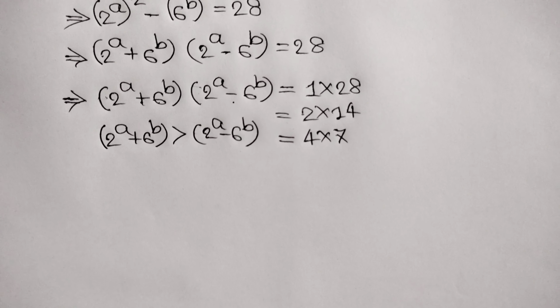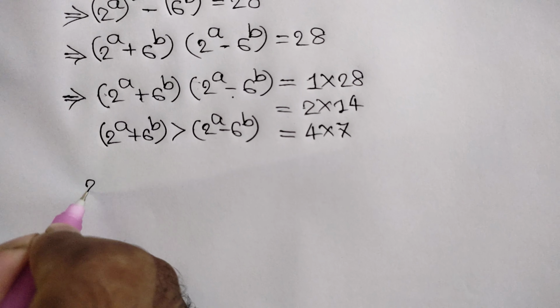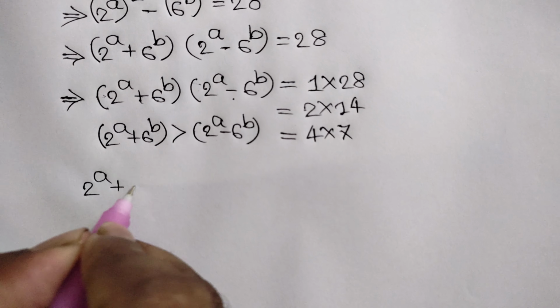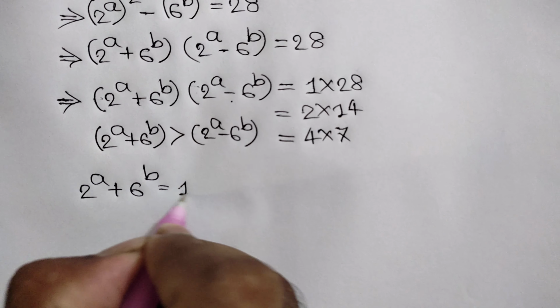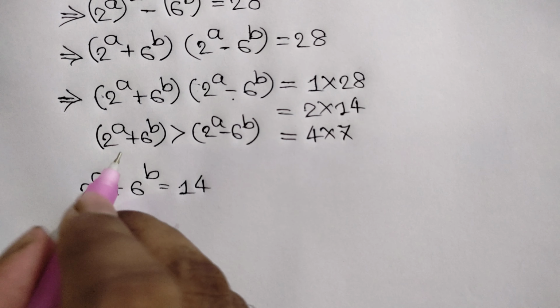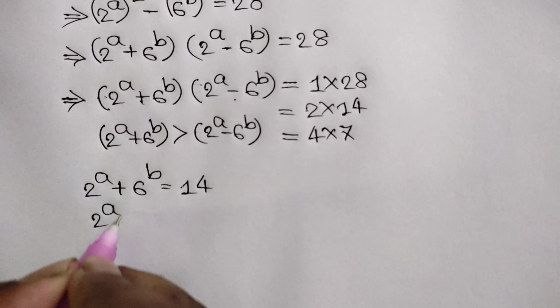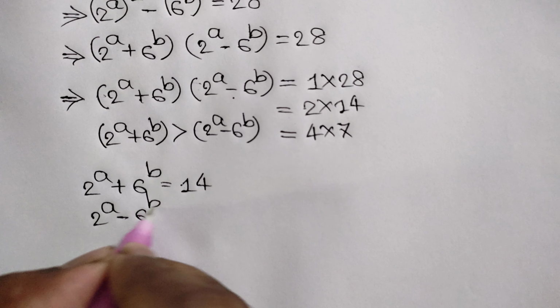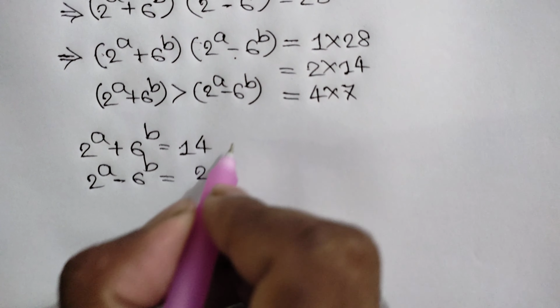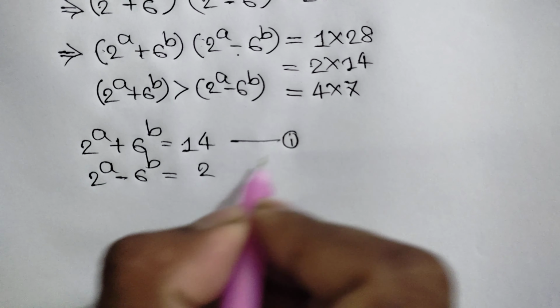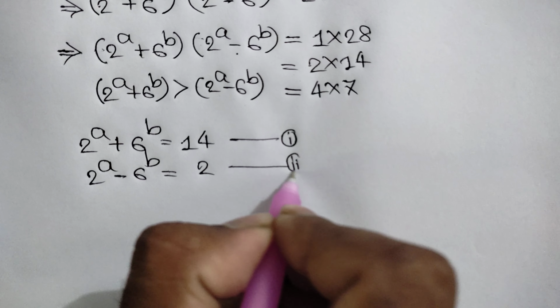So we can write here 2 to the power a plus 6 to the power b is equal to 14, because this is greater, and 2 to the power a minus 6 to the power b is equal to 2. It is called equation 1 and it is called equation 2.